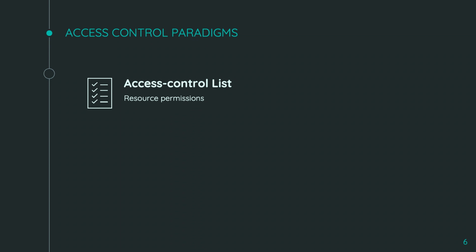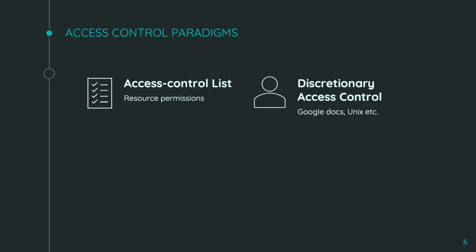One of those other paradigms is discretionary access control. This is the idea where I'm the author of some content, and then at my discretion, I want to grant access to the content. So if you ever work with a Google document, or Microsoft Word, or even Unix, all of these follow the discretionary access control paradigm.